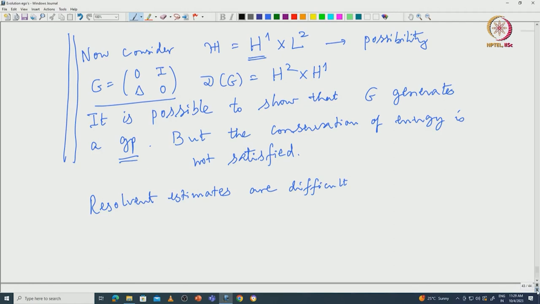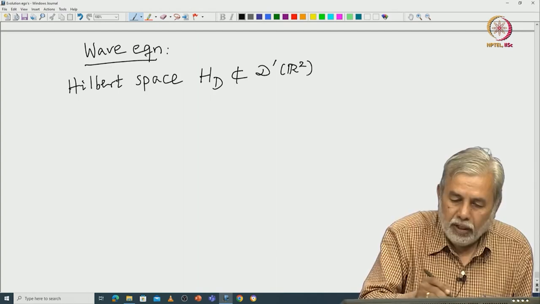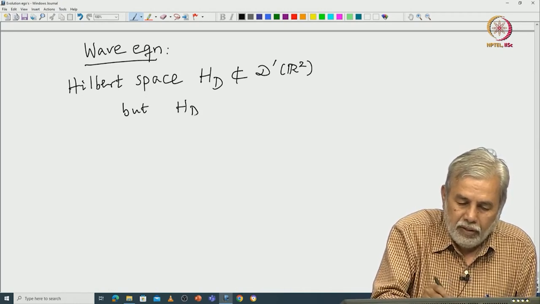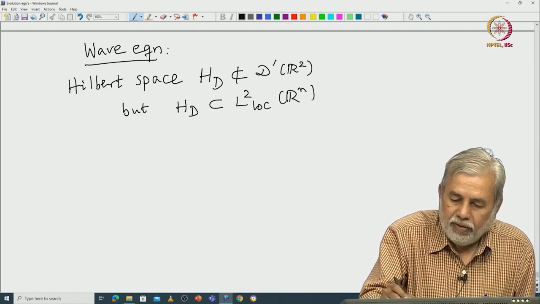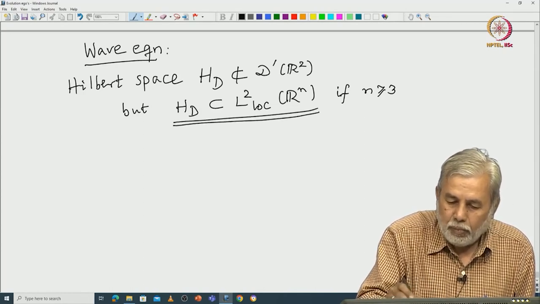Before I do that, let me show you this. I just commented that this Hilbert space H D is not in D prime R 2. But H D is L 2 log R n if n is bigger than or equal to 3. Okay. So, let me begin the lecture by showing this.